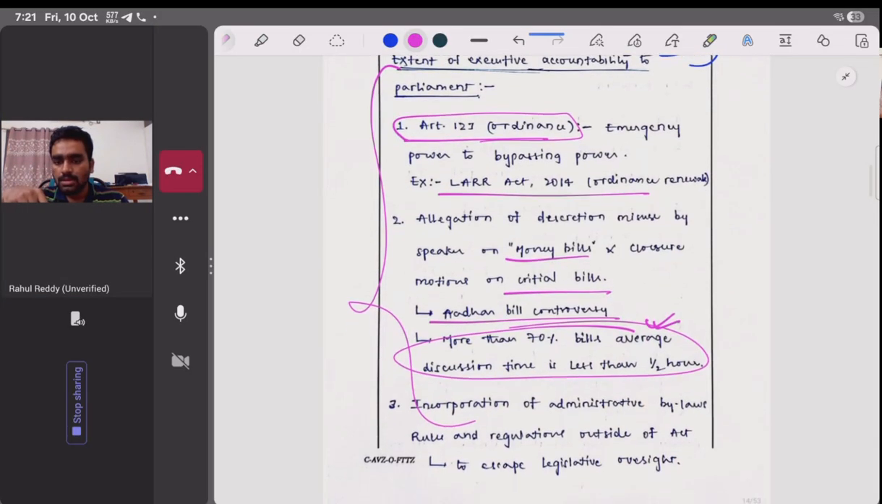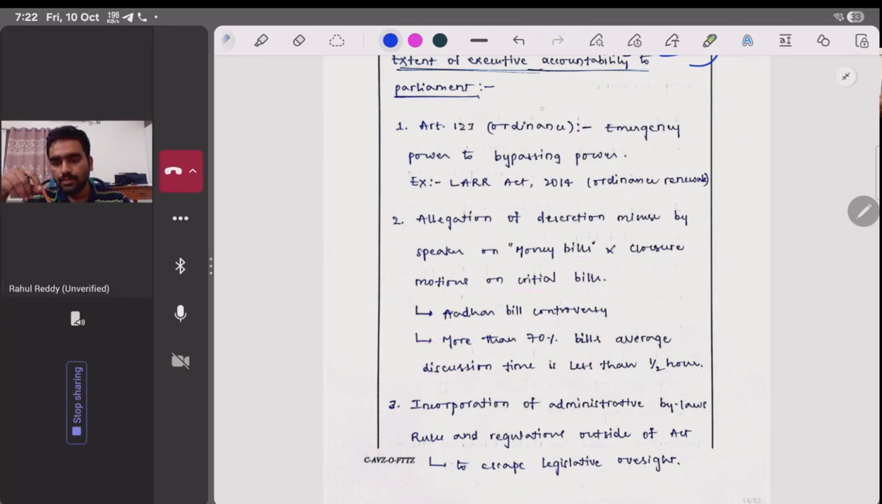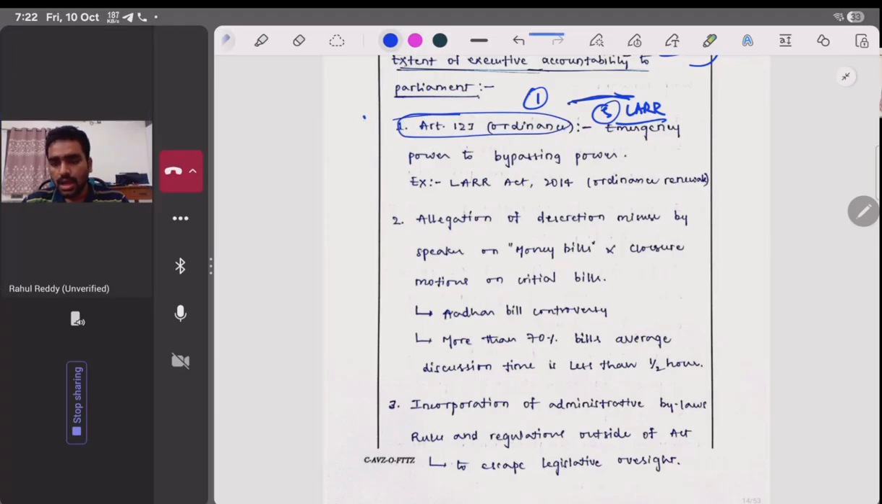Okay, you can take it, but in such cases you don't have to write a lot in a single point, just a single line with an example. Like in the first point itself, like Article 123 ordinance, we can leave it open ended and directly mention the example itself, sir. Of course, yes, you can do it. Aadhaar bill and the money bill controversy, of course yes.